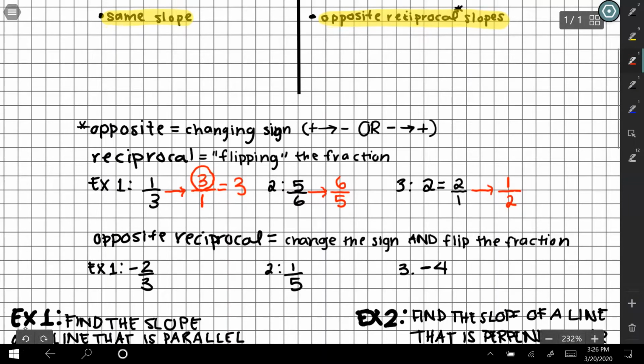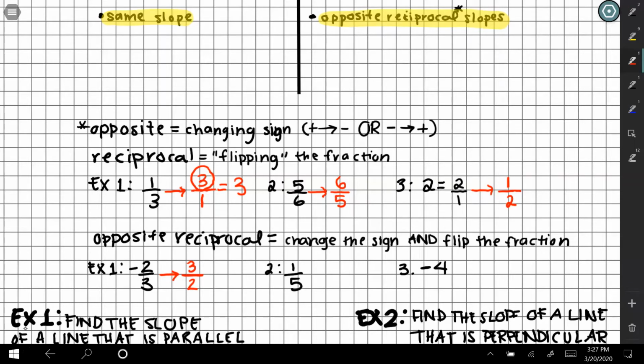Alright, so looking at this first example, we are changing the sign first. So negative is going to turn into a positive. We do not write the positive sign when we have a positive number. We just leave it by itself. So I'm not going to put a sign in front of it. I'm just going to draw my fraction bar. Bottom is going to move to the top. Top is going to move to the bottom. So the opposite reciprocal of negative 2 over 3 is going to be positive 3 over 2.